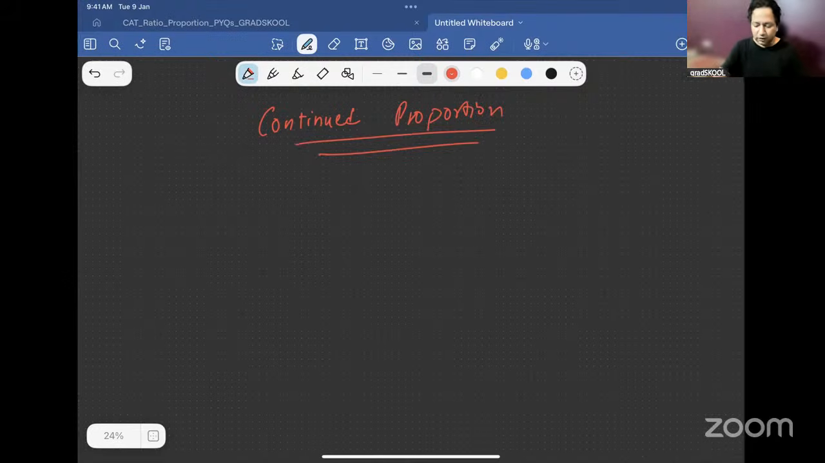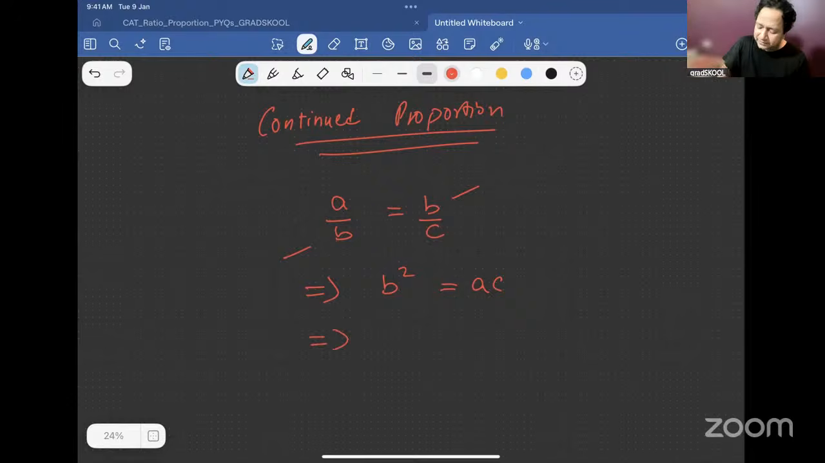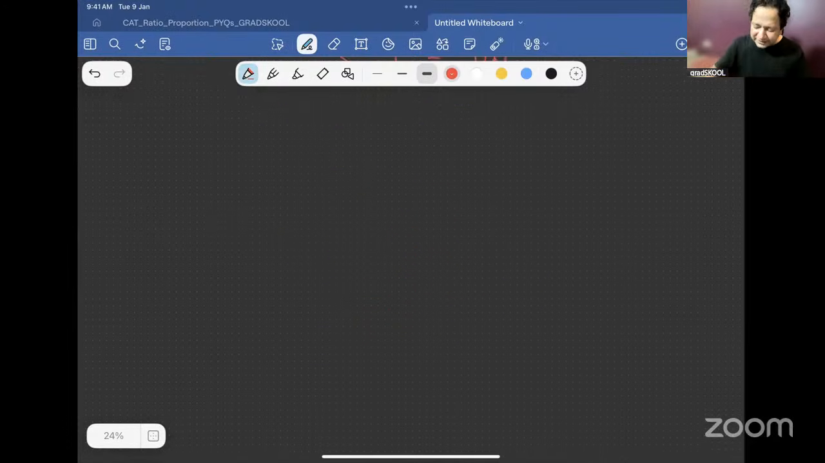Okay. So if I write like this, A upon B is equal to B upon C. So what do I see here? That in the first ratio, in the ratio, we don't call numerator and denominator. We call it antecedent and consequent. So the consequent of first is same as antecedent of the second one, right? That is what we can see over here, isn't it? Right? So in this case, if I try to solve it, I'll get B square is equal to AC, or I can simply say B is equal to square root of AC.